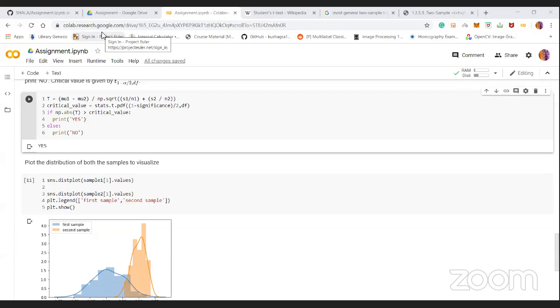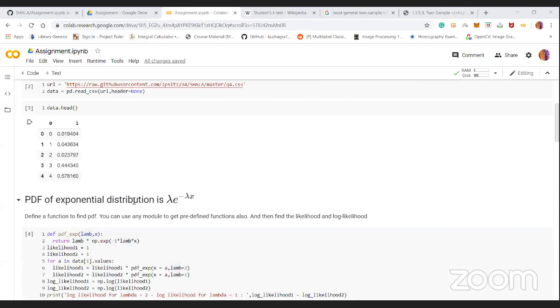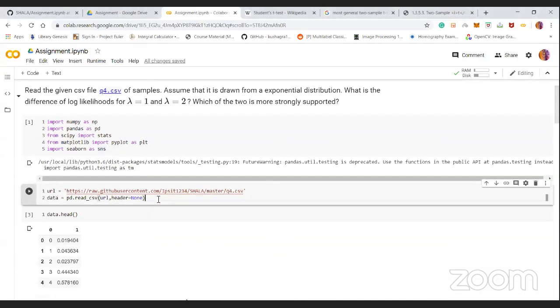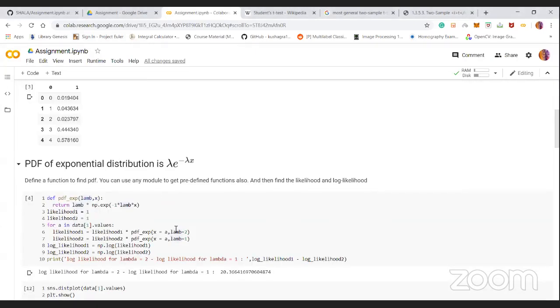My question is basically, in the first question of the coding part, we are first asked to find the difference between the log likelihood of two exponential distributions, and then which of the two is more strongly supported. What is the meaning of this sentence? It means: what is the most likely value of the parameter lambda that fits this sample of the distribution? So between the two values, lambda equal to 1 and the other value of lambda, which one is more likely? Okay.